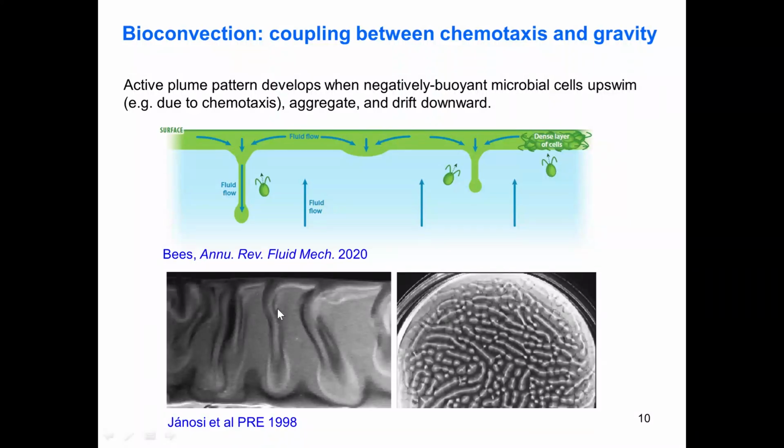images shown here. So this one is the side view, and this one is the top view. The brighter parts represent regions with higher cell density.